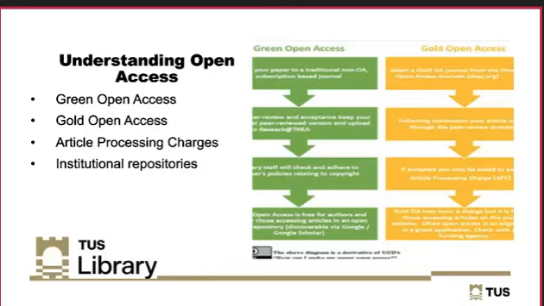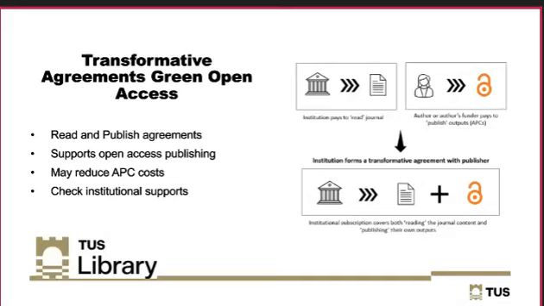With gold open access, the publisher makes the article immediately available on publication, usually in return for an article processing charge, known as the APC. Diamond open access. Articles are made immediately open access with no APCs for authors, typically run through the community. Transformative agreements. Many institutions now participate in transformative agreements that allow researchers to publish open access without paying APCs directly.